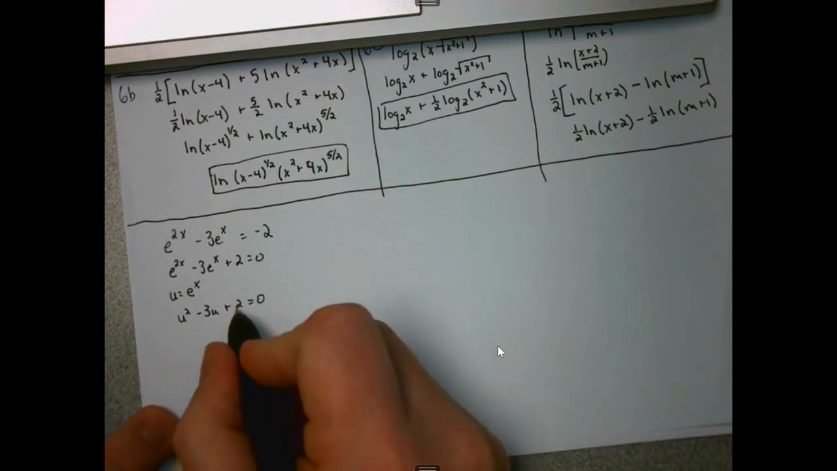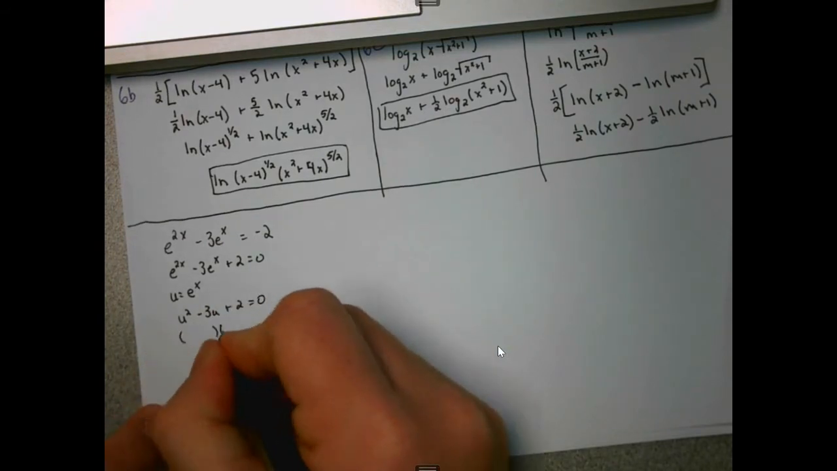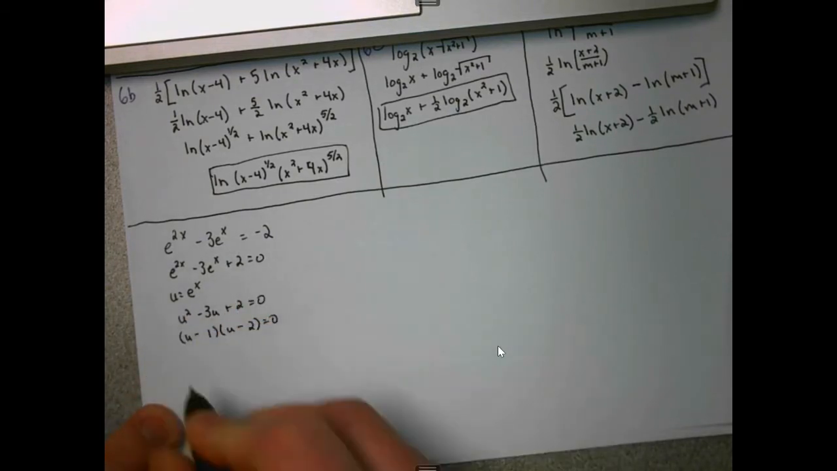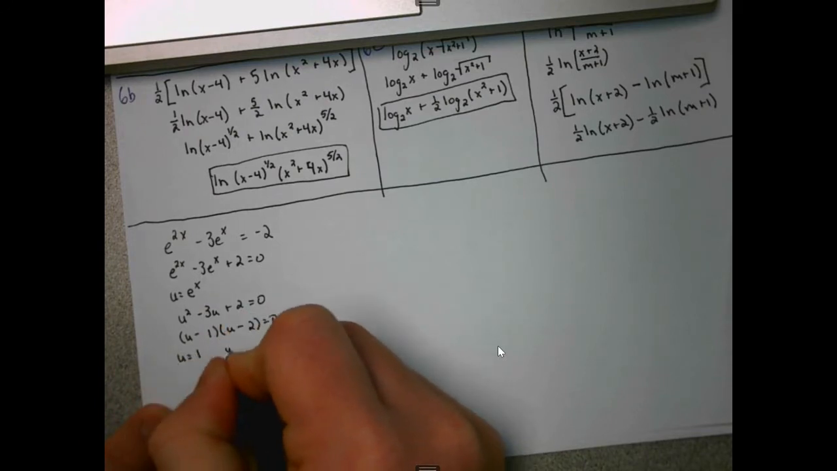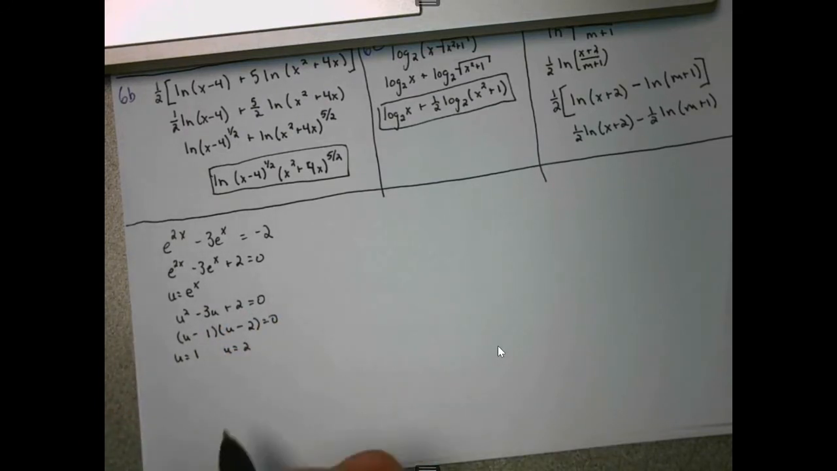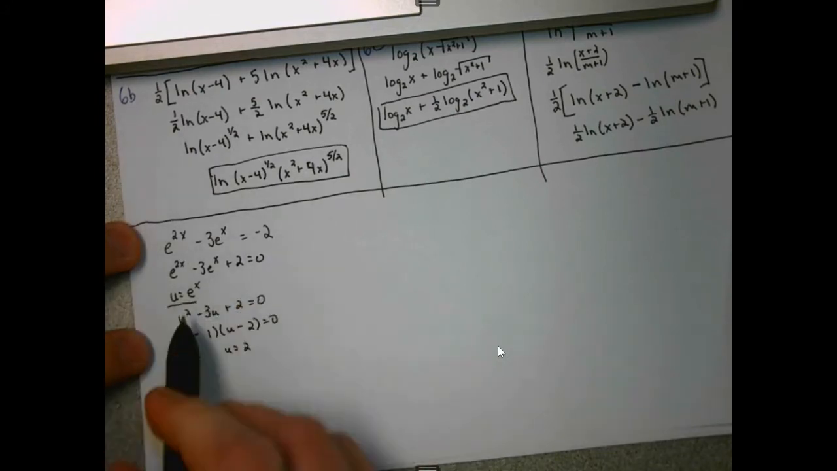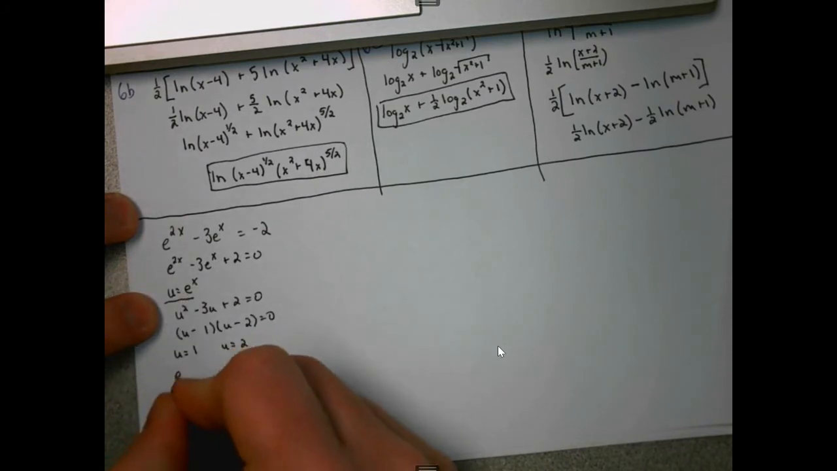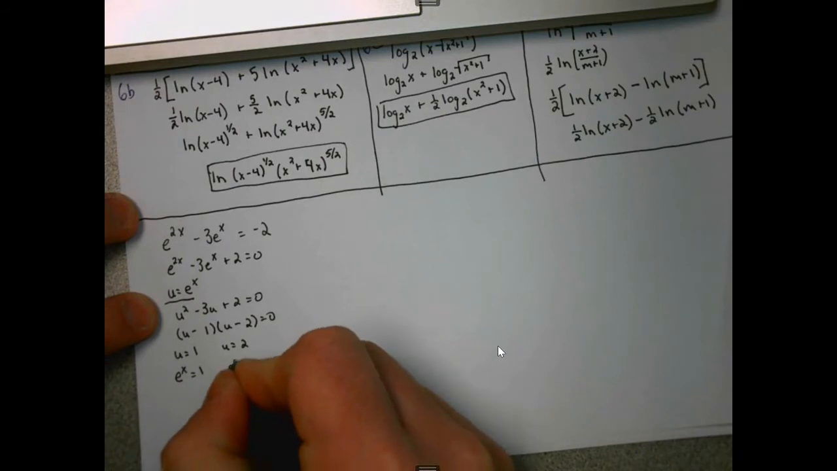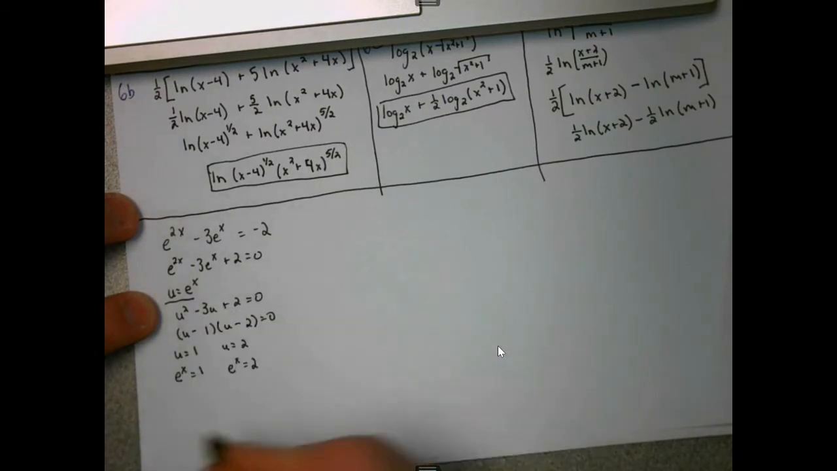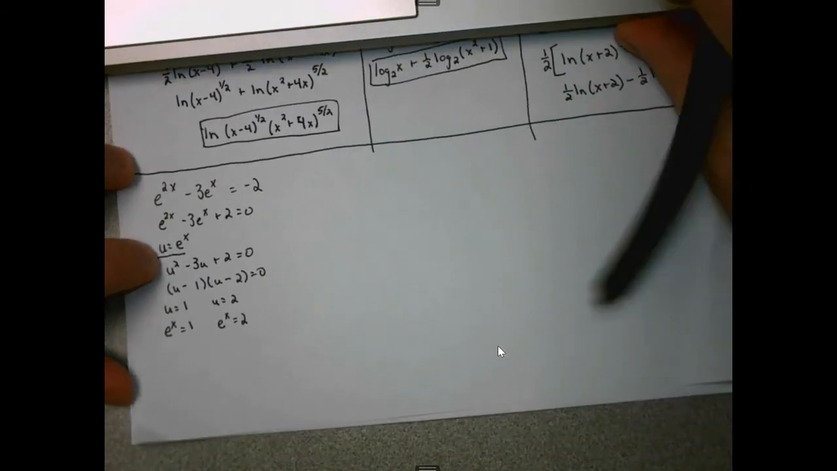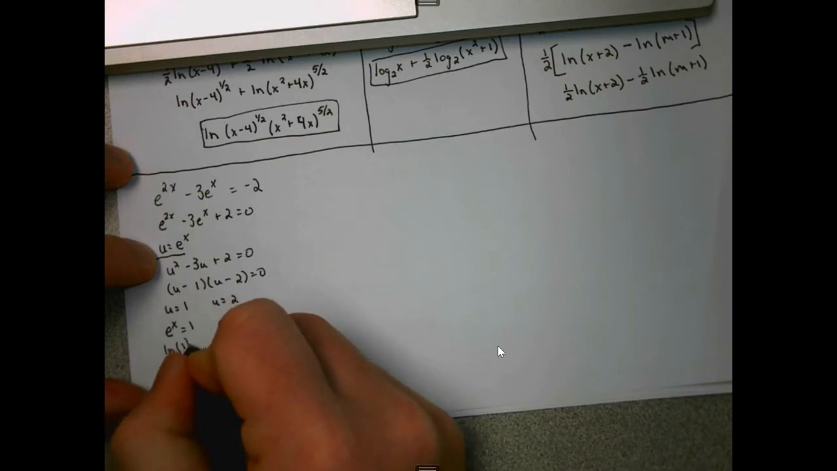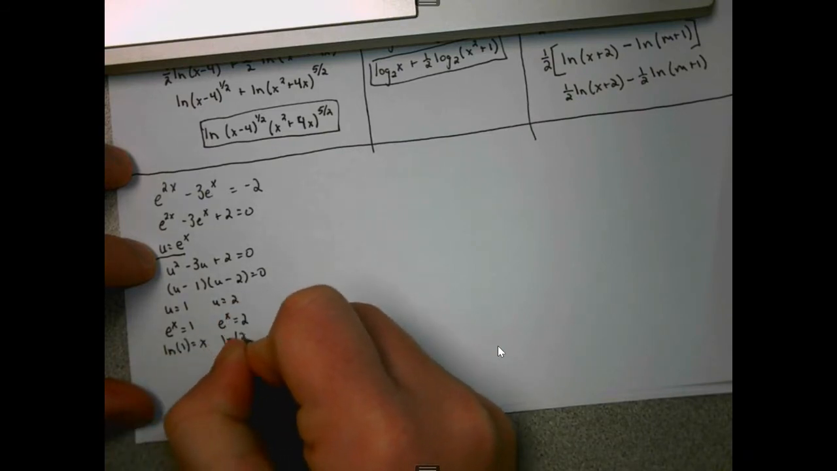And then if I factor that, factors of 2 that add to 3 would be 2 and 1. Signs are the same. They're both negative. And then you get u equals 1 and u equals 2. And we need to substitute this back in because I don't care about the u. I care about e to the x. So we have e to the x equals 1 and e to the x equals 2. If we rewrite that as a logarithm, we have ln, because e is the base, ln of 1 equals x, and ln of 2 equals x.